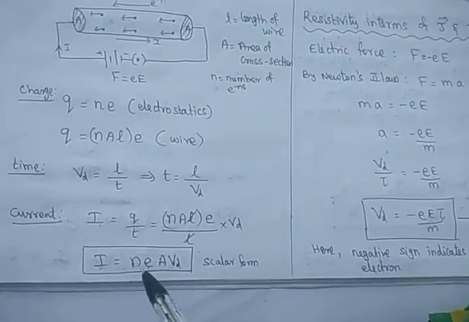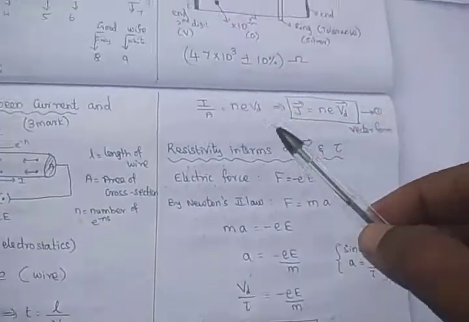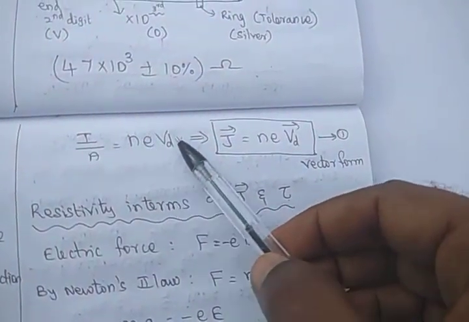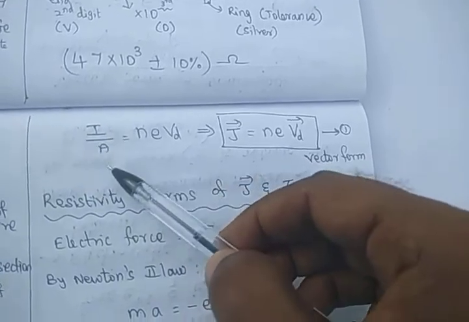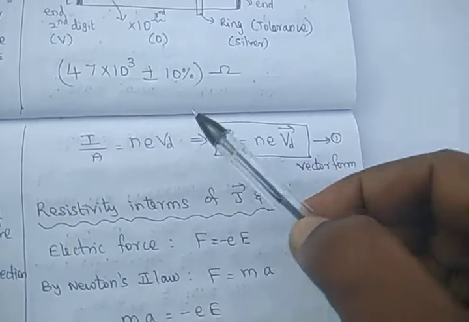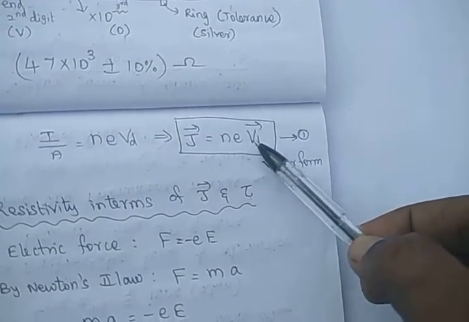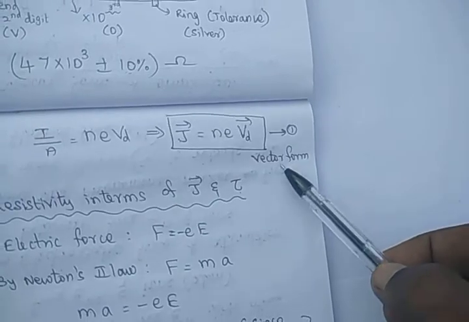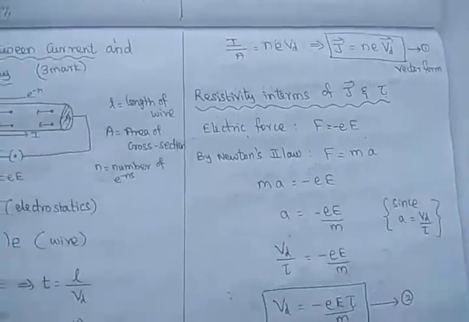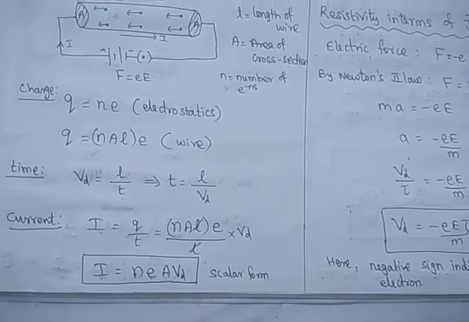Again I will show you, I equals NeAVd. You bring this A to the denominator, so we have only NeVd on the right side and A in the denominator on the left side. I by A is the current density. So current density J is a vector, equal to Ne times drift velocity, which is a vector. This is the vector form of the relation between current and drift velocity. This is the scalar form of the relation between current and drift velocity.